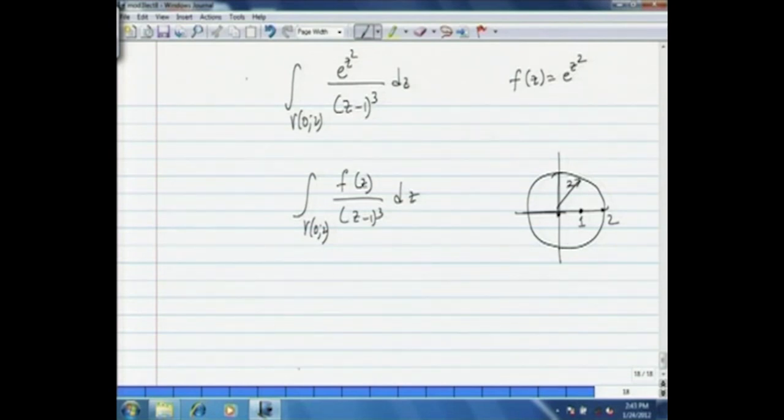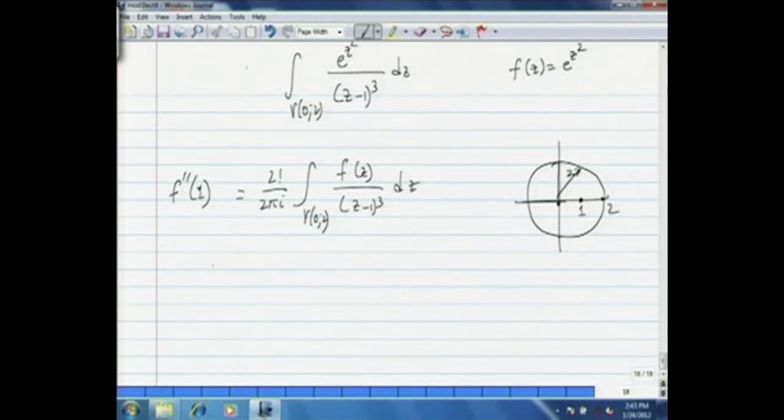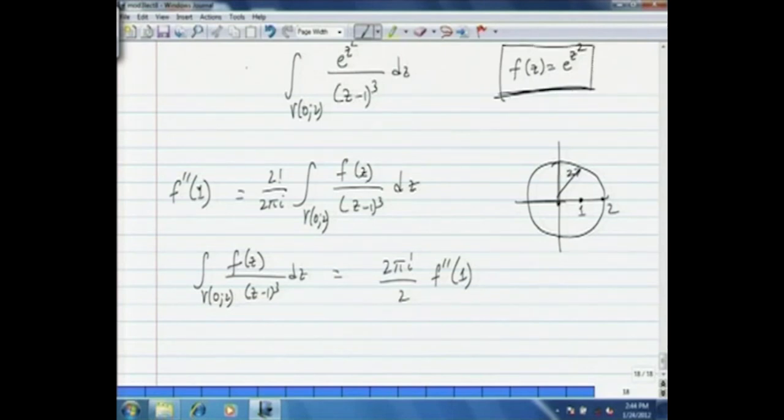So, by Cauchy's integral formula, 2 factorial by 2 pi i times this integral is equal to the second derivative of f at the point 1. So, we can say the integration over gamma 0,2 of f of z divided by (z minus 1) cubed dz is equal to 2 pi i by 2, well that is pi i, times f double prime of 1. We can easily compute the second derivative of this function f of z equals e power z squared.